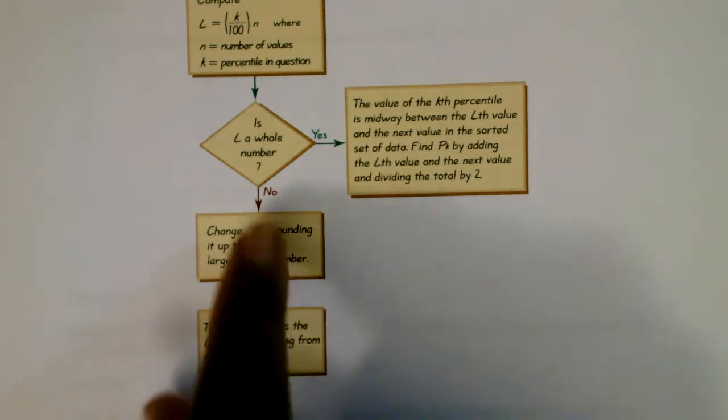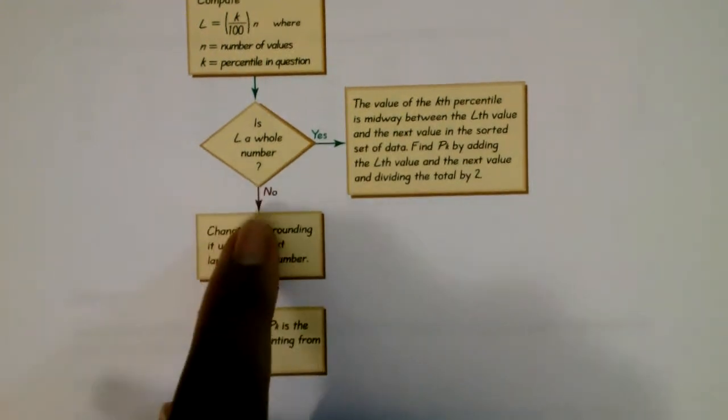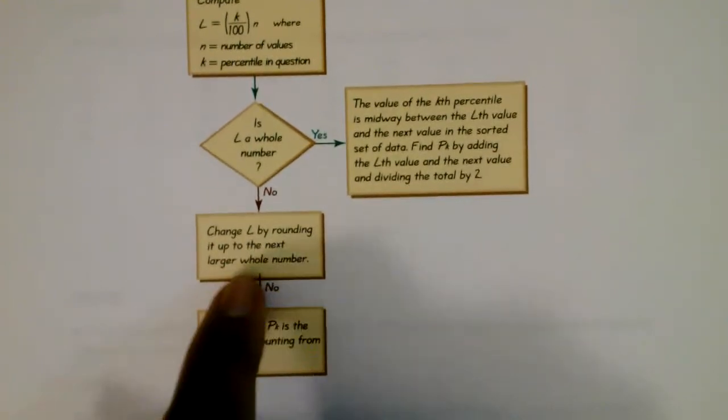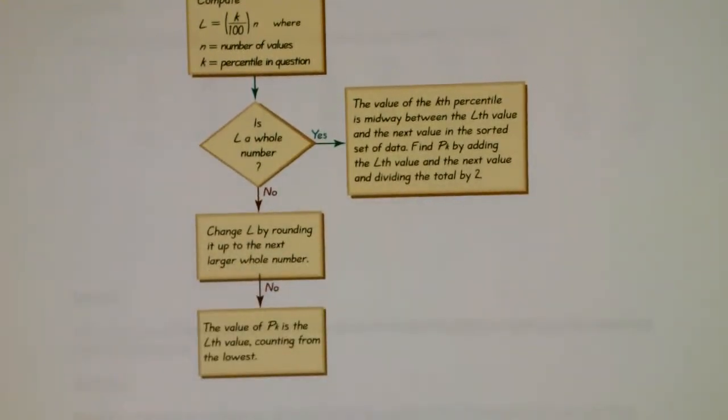And then if L was not a whole number, if it comes out to be a decimal, then you round up to the next larger whole number. And then the value of P sub K would be that Lth value. So if you came up with a decimal like L equals 11.25, you round up to 12 and then look for the 12th number in that data set.